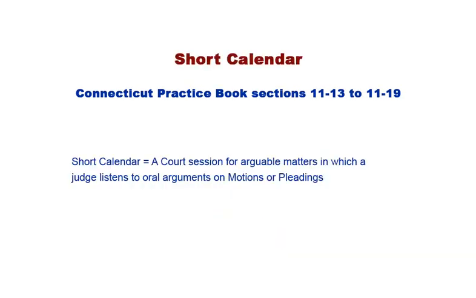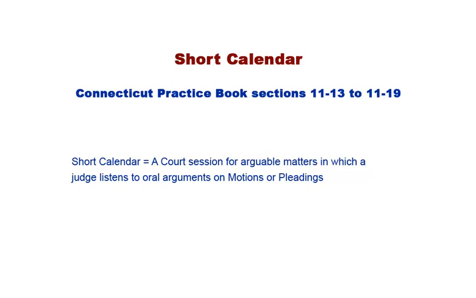Short calendar. Sections 11-13 to 11-19 of the practice book talk about the short calendar. Section 11-13 states, unless otherwise provided in these rules or ordered by the judicial authority, all issues of law must be placed on the short calendar list. Civil short calendars are issued by each judicial district. Separate calendars are issued for arguable matters and non-arguable matters. To have the motion and your objection acted upon, the short calendar notice marking instructions must be followed.